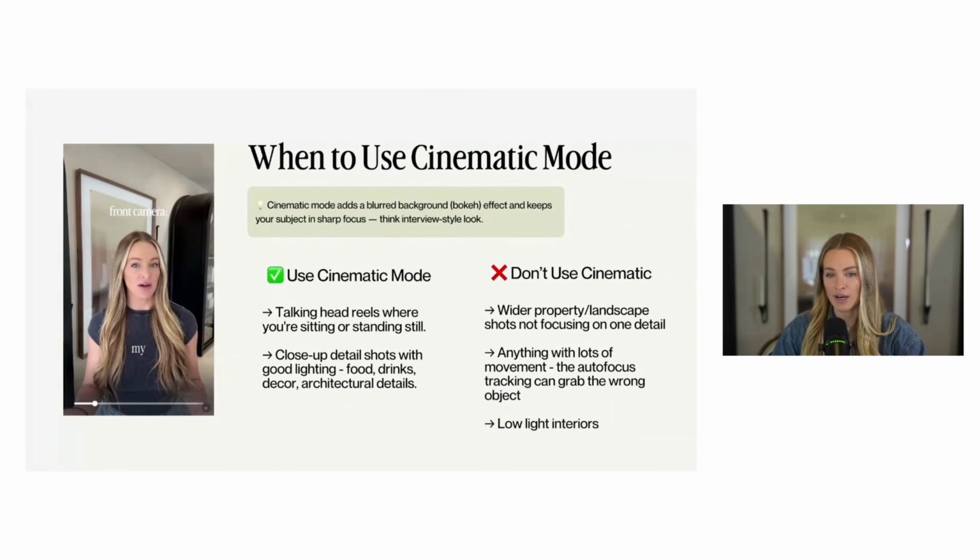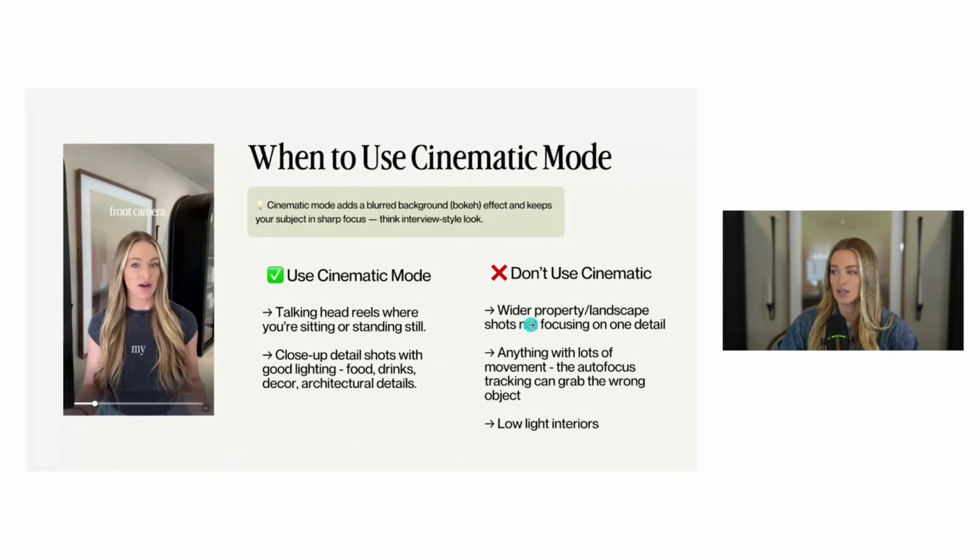So on cinematic mode, you don't want to always have cinematic mode set up on your camera, especially when you're recording listings or local B-roll content. Cinematic mode is really only for when you're using close-up detailed shots, have good lighting, and mostly when you're doing talking head reels. So it just adds a blurred background effect and keeps the main subject in sharper focus. So watch this video to see the difference from your front camera to using cinematic mode with a light ring.